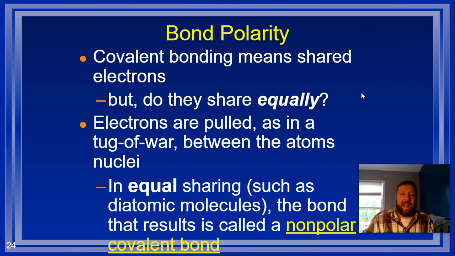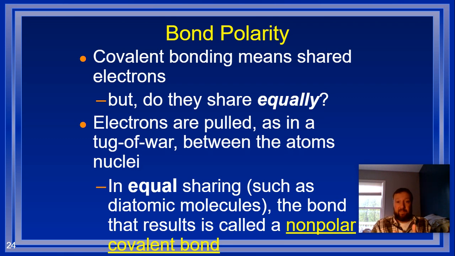Brings us to one of the last things we talked about in chapter 8 as far as a review, which was the idea of polarity. Covalent bonding, as we had already learned earlier, is the sharing of electrons, but the question is, do they share equally? And the answer is no. Not all molecules share electrons equally. It's basically a tug of war, and we're trying to find out which one wins.